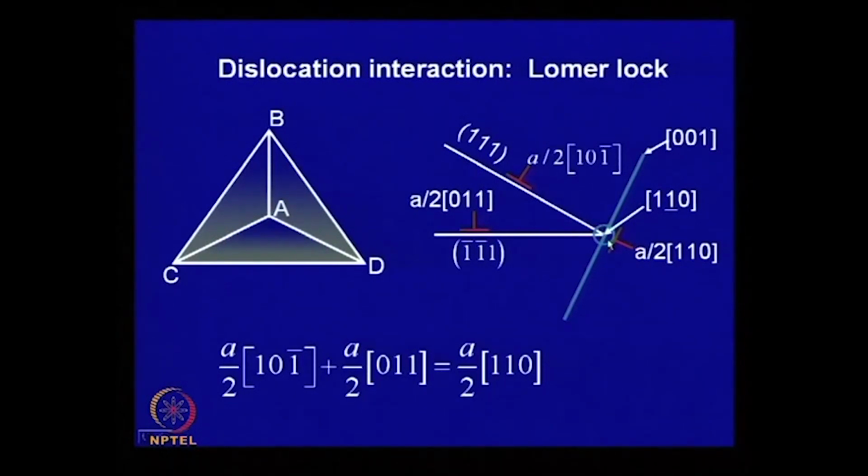This dislocation will inhibit further movement. Once this lock is formed, it will inhibit further movement of dislocations on these planes. So, this is one dislocation mechanism of strain hardening, which explains the strain hardening behavior of face centered cubic crystals.